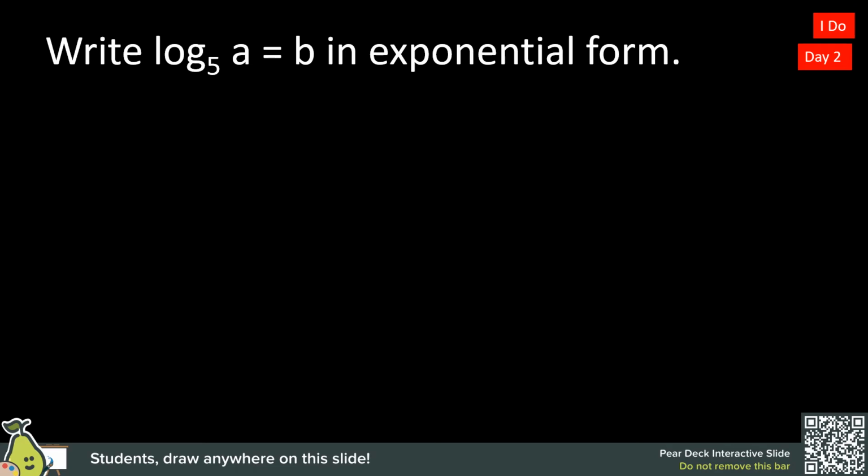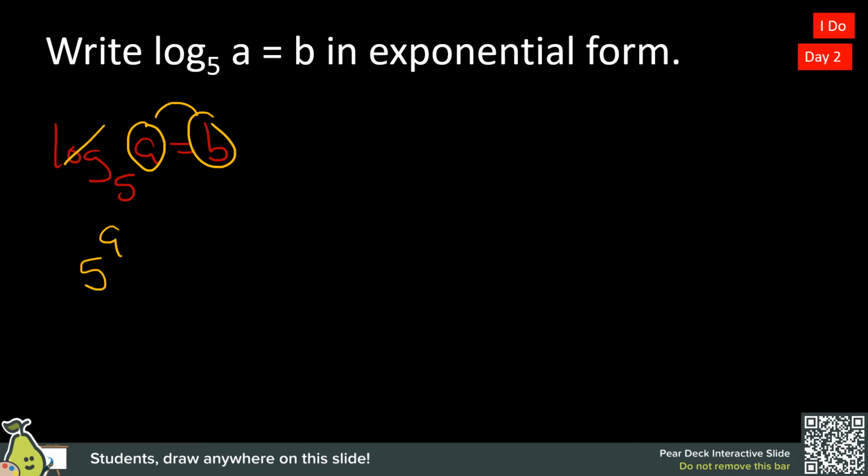All right, so this question says, write log base 5 of a equals b in exponential form. So if we have log base 5 of a equals b, when we're writing this in exponential form, you just take your a and your b, you flip them, and you drop log. So now we would have 5 to the a, oops, not 5 to the a, that is incorrect. We just switched it, right? We would have 5 to the b equals a. So it's just a switching of a and b and dropping log.